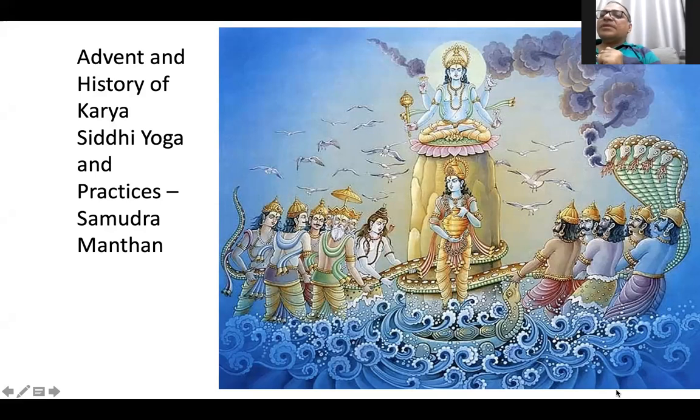Yes. So, as you mentioned, there were so many things which came out when the churning happened, and ultimately, at last, only then they got the Amrita. What does it indicate? It is the advent of Karya Siddhi. The history of it started with this. How it was depicted so.